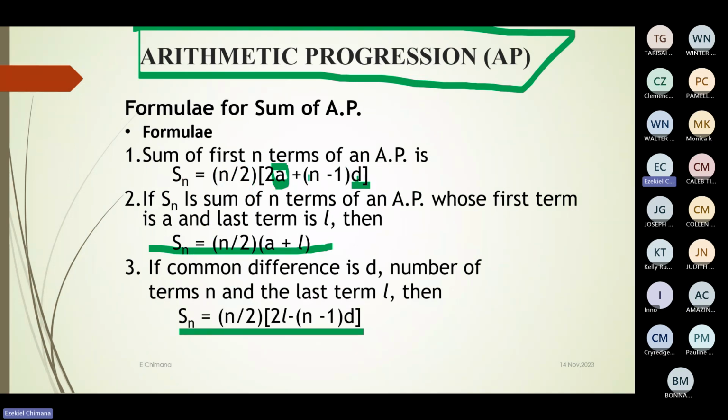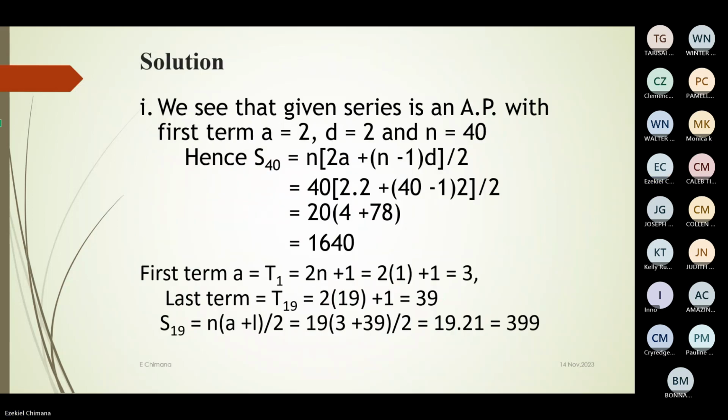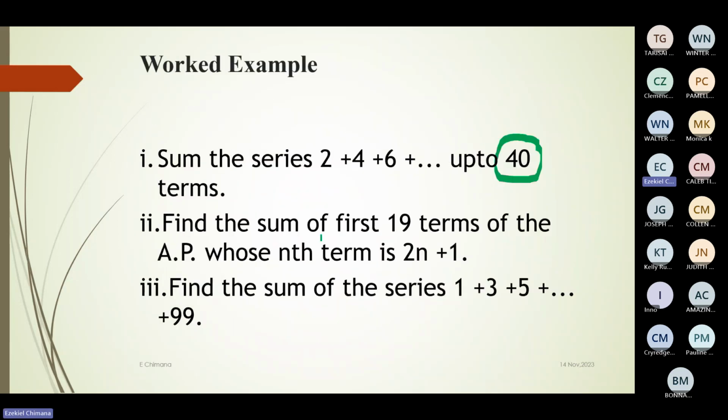Your N is 40 because we want the sum to the 40th term. So from the first term until we reach the 40th term, and then find the sum of the first 19 terms of the AP whose nth term is 2n plus 1. So you've given this nth term.